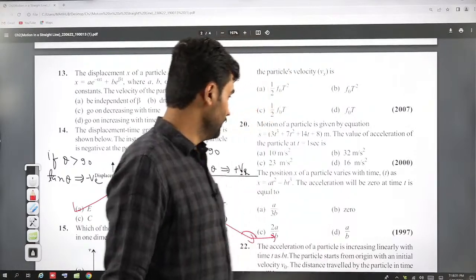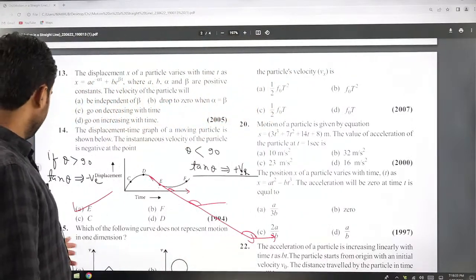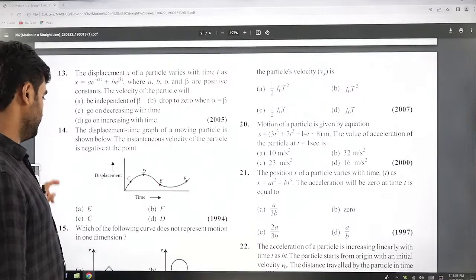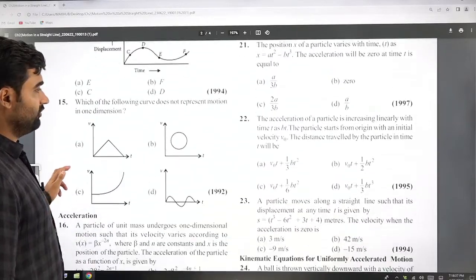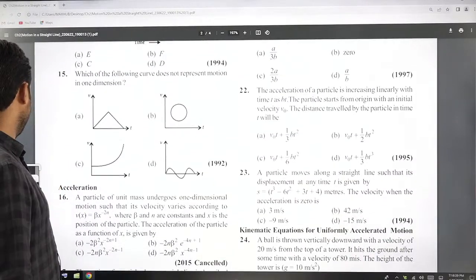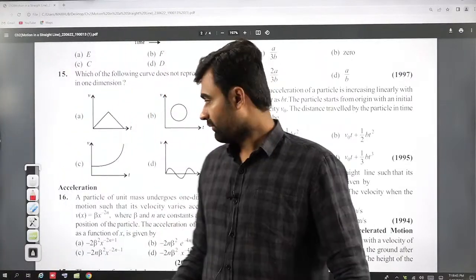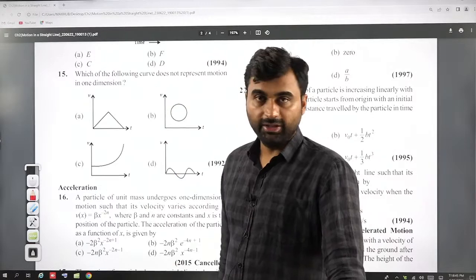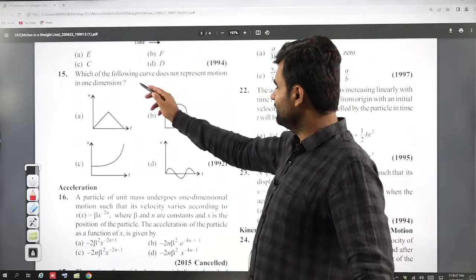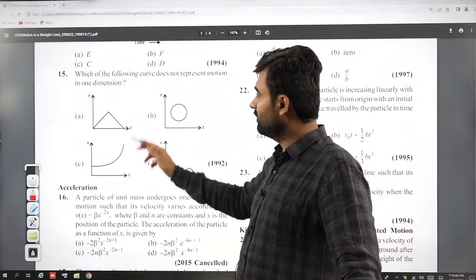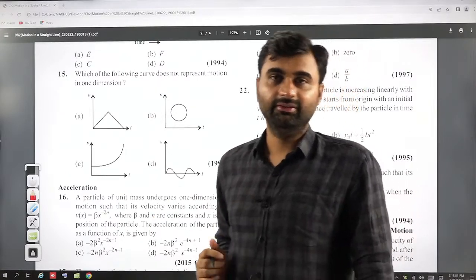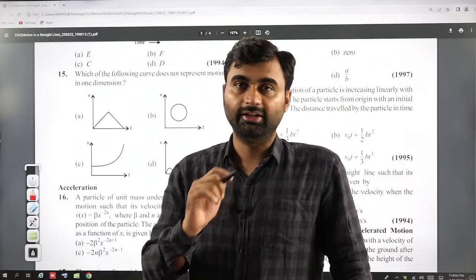Okay. Now next, we are solving all the questions which came in the NEET exam from the motion in a straight line chapter. So in question number 15, what is given? Which of the following curves does not represent motion in one dimension? Okay, motion in one dimension.